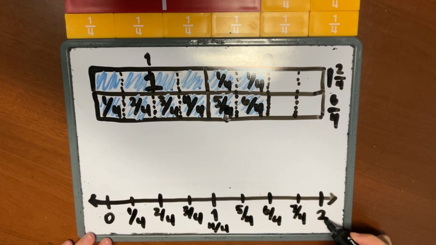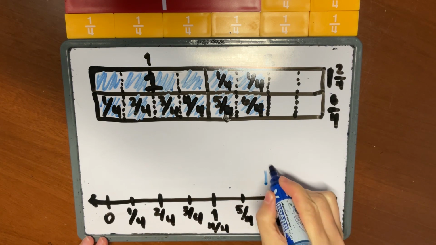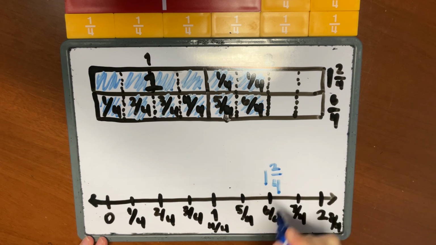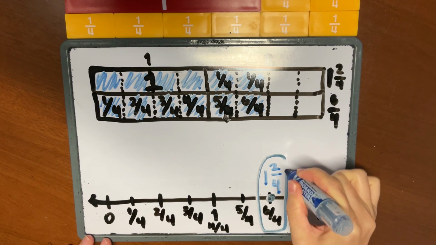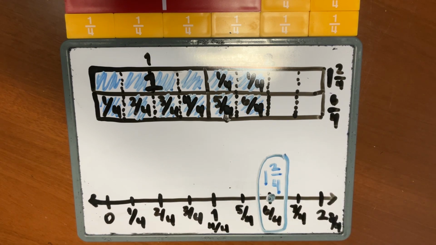What would 2/4 be? Or excuse me, 2. 2 would be 8/4. I want to label that. And so I'm looking for 1 2/4. So 1 2/4 is here. And I can also see that it's 6/4, so I'll probably mark that and circle that to show they're equivalent.